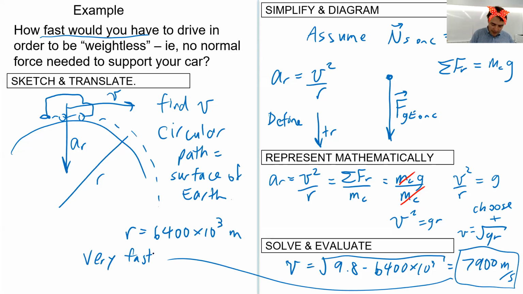And you can't drive that fast, you would burn up. If you could drive that fast, your car would instantly get vaporized by the air resistance, and you'd just be plasma. You'd be killed.